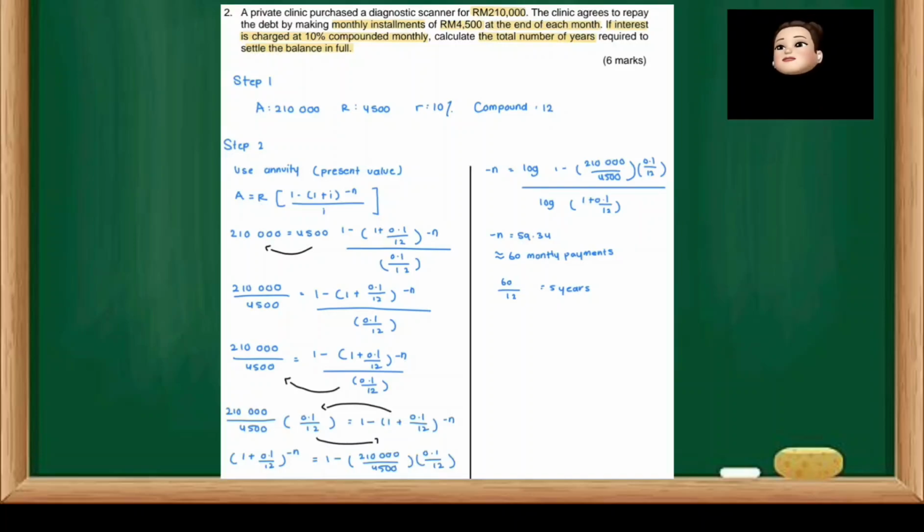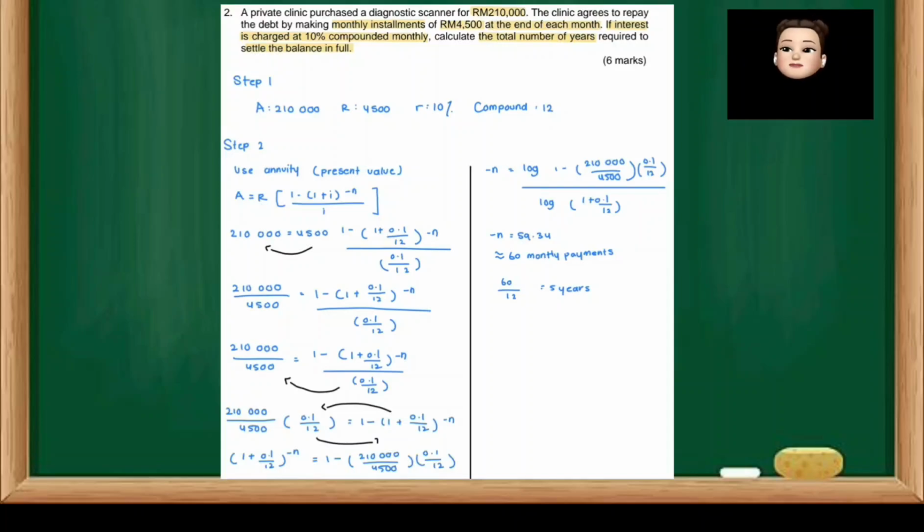Then we need to use the present value of an annuity formula, which is A equal to R times (1 minus (1 plus i) to the power of minus n) over i. Then we substitute the known values into the formula, which is going to be 210,000 ringgit equal to 4,500 times (1 minus (1 plus 0.1 over 12) to the power of minus n) over 0.1 over 12. Then we rearrange the terms to solve for the exponent part. We use the log on both sides, which is going to be minus n equal to log of (1 minus (210,000 over 4,500) times (0.1 over 12)) over log (1 plus 0.1 over 12).